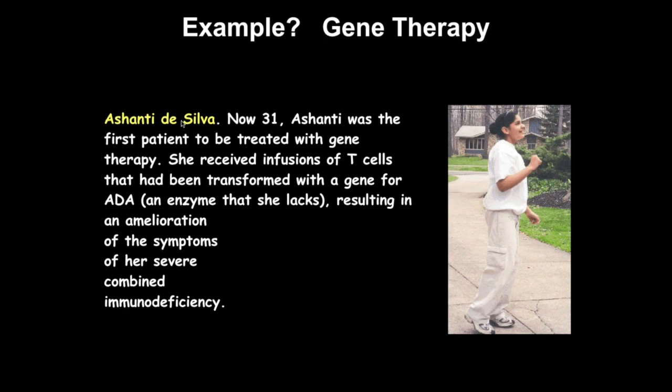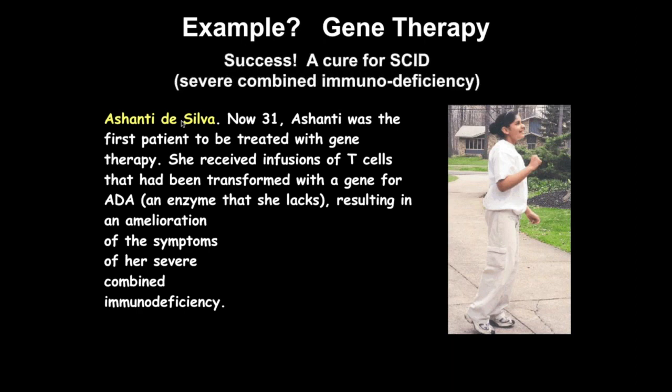Well, the reason her immune system wasn't working was that she lacked a gene for an enzyme that's required for immune cells to develop. It turns out her own cells were taken out of her body, transformed with the gene for the enzyme, and put back in. And lo and behold, it worked. She came out of the bubble. She has a functioning immune system today, and she's been able to lead a normal life. It's a great success. So there is, in fact, and has been a cure for this genetic disorder.